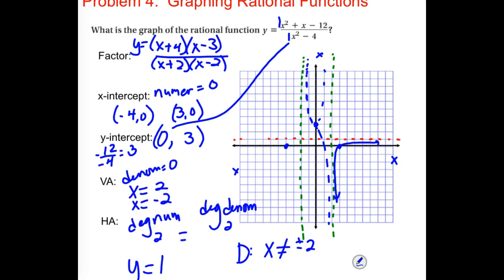I'm going to have you enter it in your calculator. As long as you've given me the x and y intercepts, any vertical asymptotes or holes, and any horizontal asymptotes, after that you can use your calculator. So grab your calculator. I'm going to clean this up a little bit here.